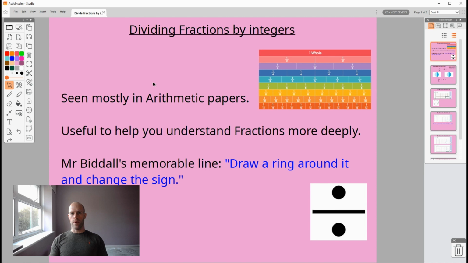Fortunately, they are really straightforward once you understand how to do them, as with anything, and I've got a quick way for you to remember how to do it. They are useful to help you understand fractions more deeply, and I will draw out some pictures as well to help you understand what's going on behind the scenes. And then, as I said, the quick method for this is draw a ring around it and change the sign. That won't make any sense to you right now, but as we go through more questions, it will make it super quick. You'll be able to answer one of these questions, I would say, in less than 10 seconds for really anything you're going to see in arithmetic. So stick with the video and I'll show you how to do that.